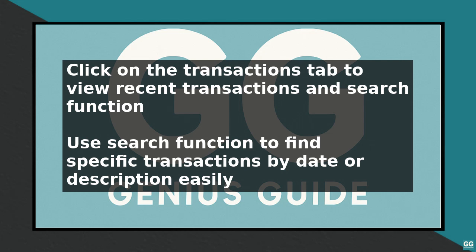To transfer money, click on the Transfer Money tab and then click on the Make a Transfer button. Choose the account you want to transfer from and the account you want to transfer to, and enter the amount you want to transfer. You can also set up recurring transfers to automatically transfer money between accounts.